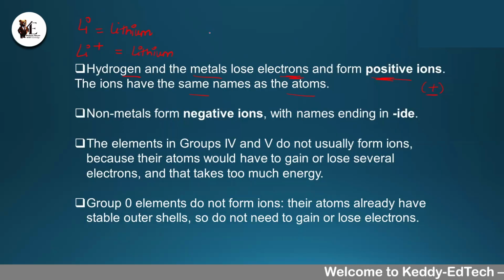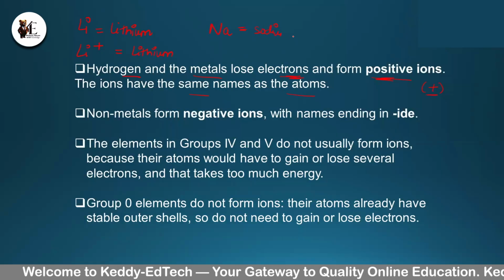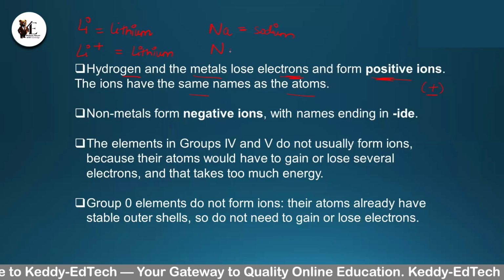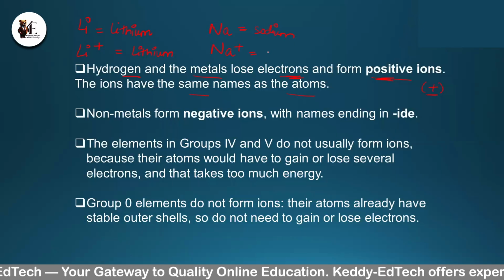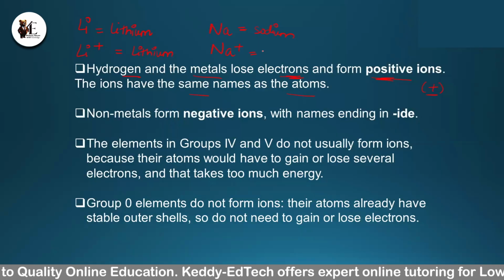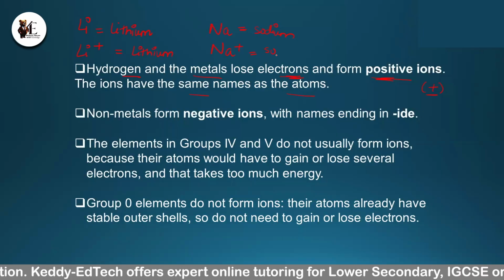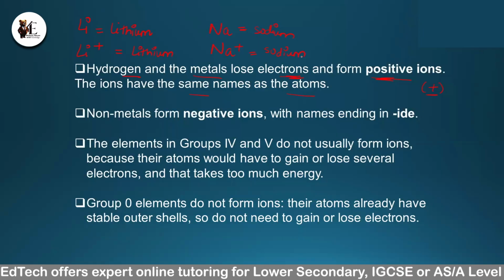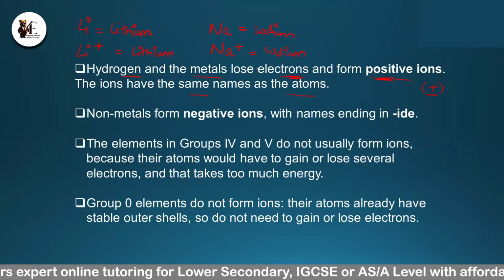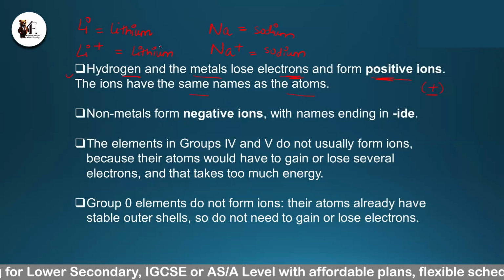In the case of sodium, the symbol of sodium is this. If I write this, the name is sodium. But if I write the name of its ion, it is also sodium, right? No change in the name. So these are about the metals. Lithium and sodium are metals, right?